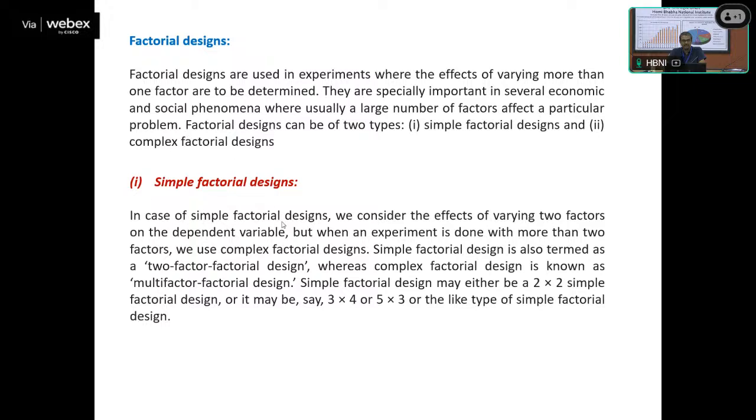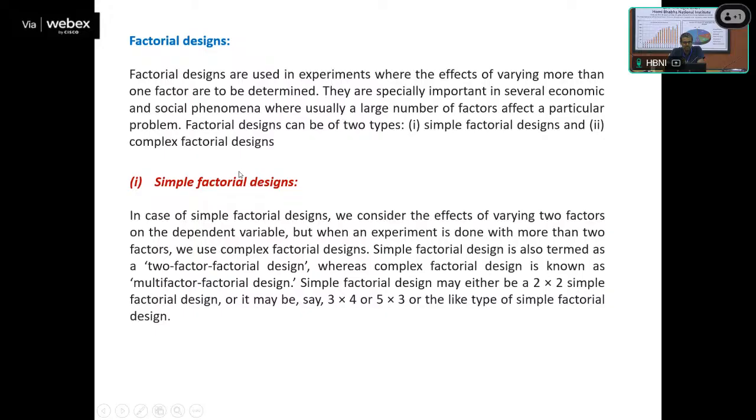In case of simple factorial design, we consider the effects of varying two factors on the dependent variable. So only two factors are considered. But when an experiment is done with more than two factors, we use complex factorial designs. So if the dependent variable of your experiment is dependent on two factors, the best experimentation we can use is the simple factorial design. And in case it exceeds two factors, then the experiment has to be done using complex factorial design.